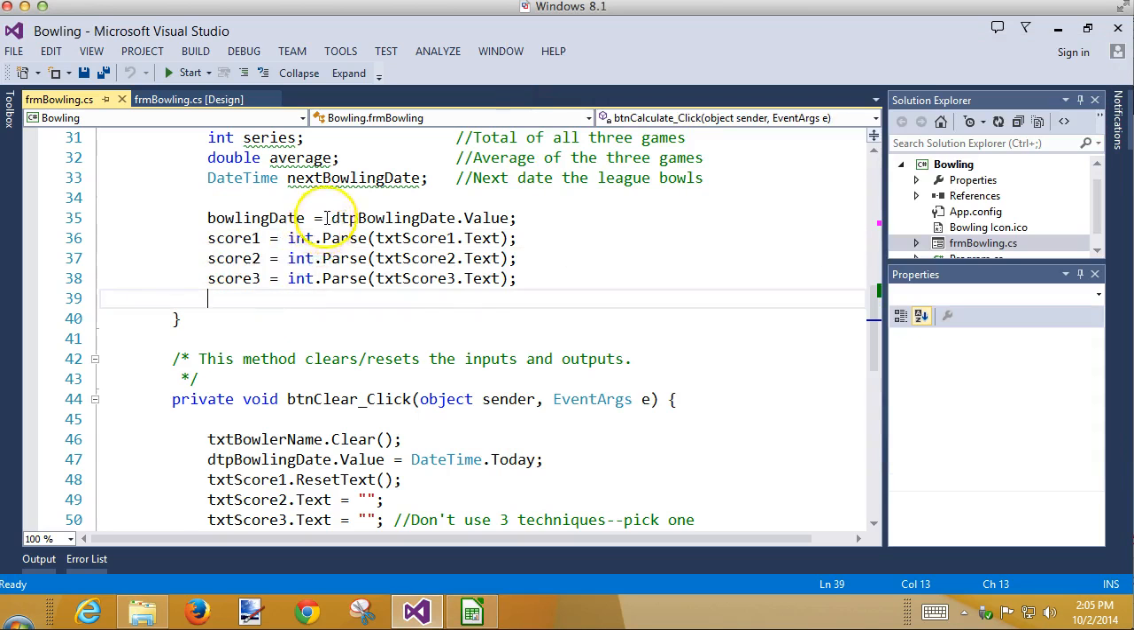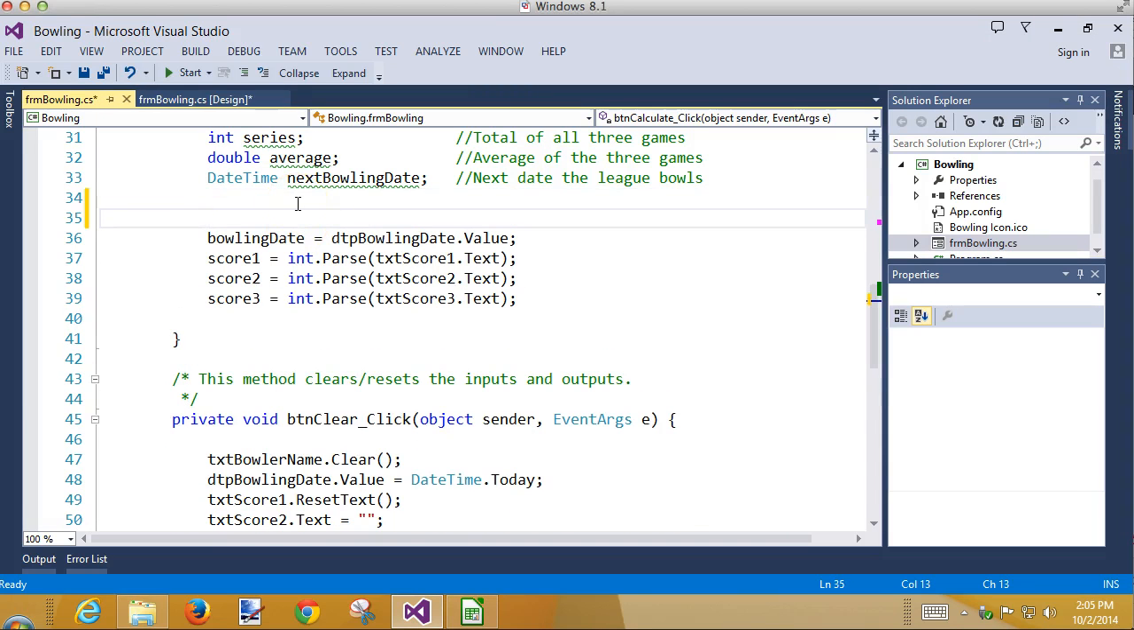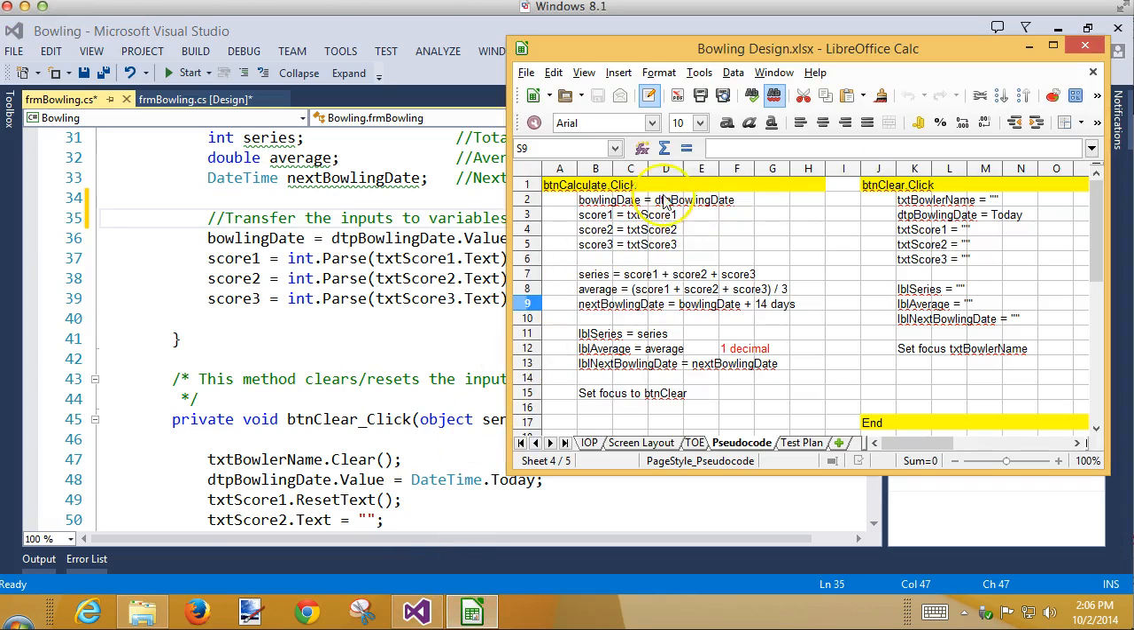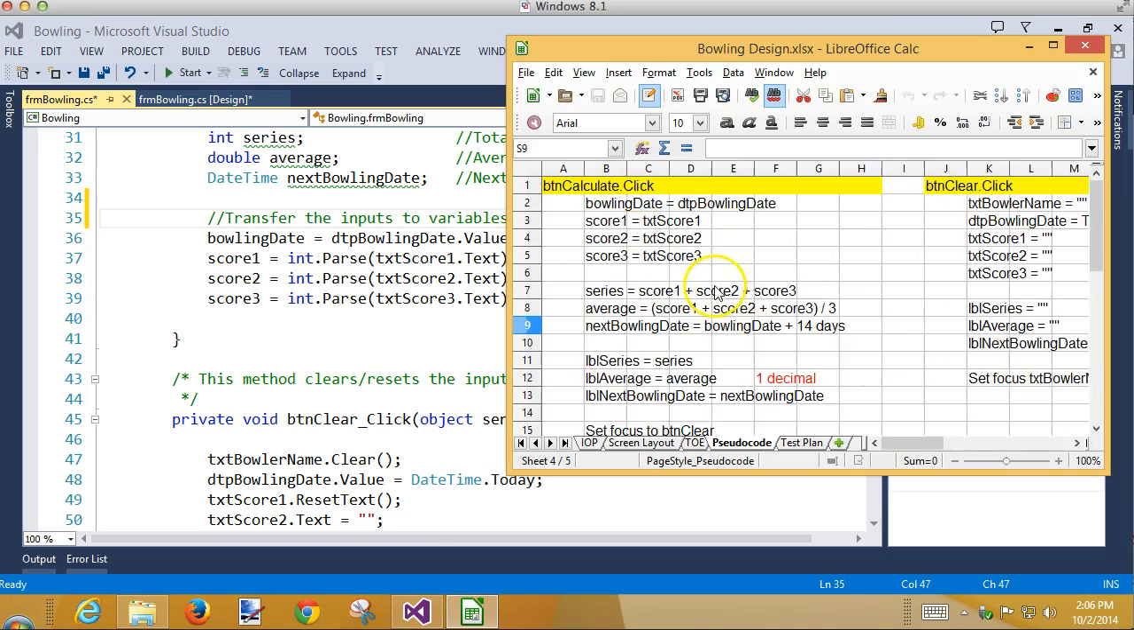Okay, so we had to declare variables. We had to transfer this. I didn't put this comment here. I'm going to put it in the recording. I usually put a comment here saying transfer the inputs to variables. It's mostly for you, to help you remember what we're doing, and that should always be step 1 after you declare your variables, then transfer your inputs. That's what our design says anyways. Transfer the inputs. Then we can do the calculations.